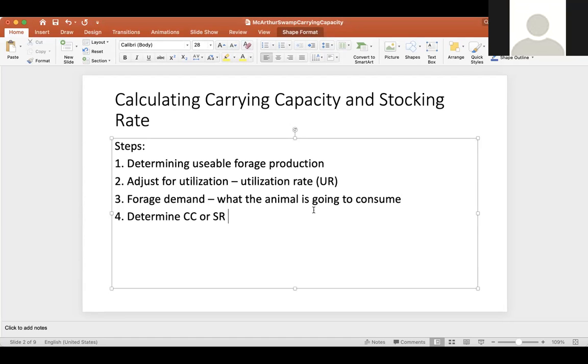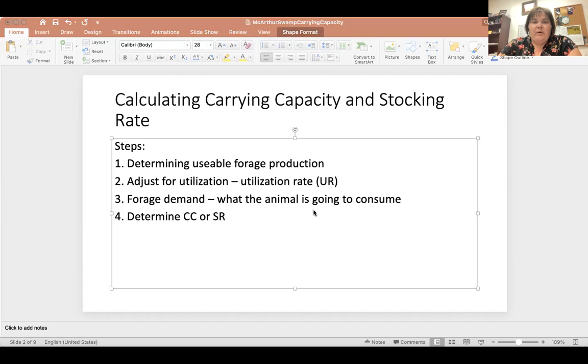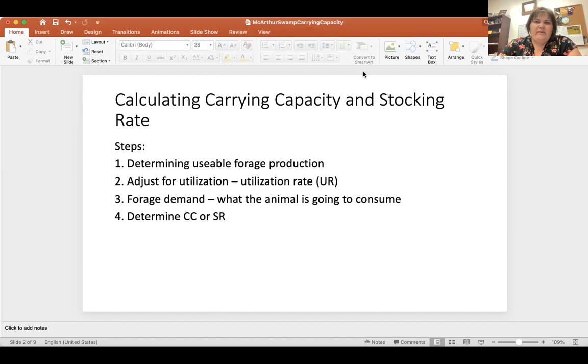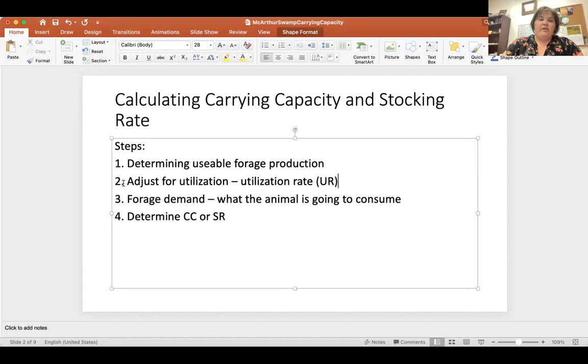Okay. All right, so determine usable forage is going to be step 1. And that's what we are going to spend our time talking about this morning, afternoon. My gosh, I don't even know what it is today. And then we're going to have a short conversation about utilization rate. And this is the part where you guys are actually going to go find some research to determine a utilization rate that is appropriate for a drought year and a normal year.